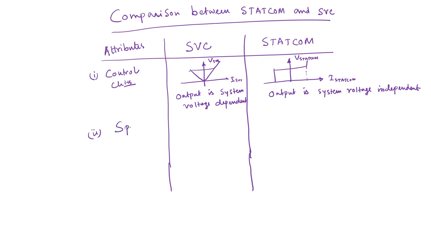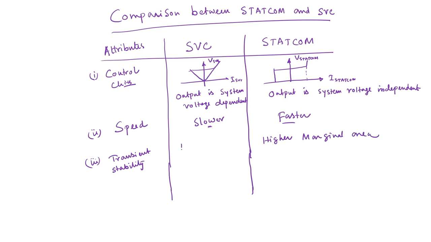Then, based upon speed, the STATCOM is faster and the SVC is slower, primarily because the transportation lag in the case of SVC is at least 10 to 20 times higher than the STATCOM. So, that is why the STATCOM is a much faster device, and a faster device would be more useful in dynamic performance as well. Okay. Then their capability in transient stability. Here the STATCOM has a higher marginal area, which I already discussed, whereas the SVC has a lower or lesser marginal area.